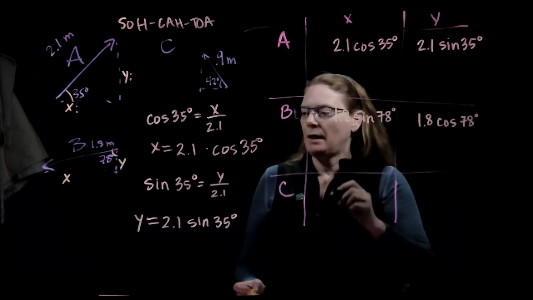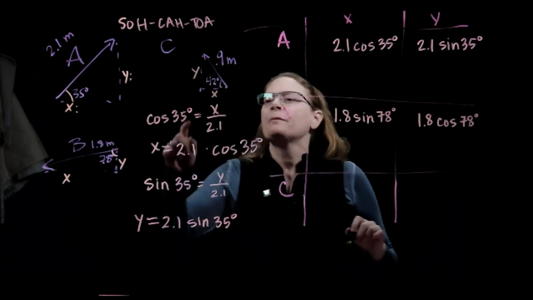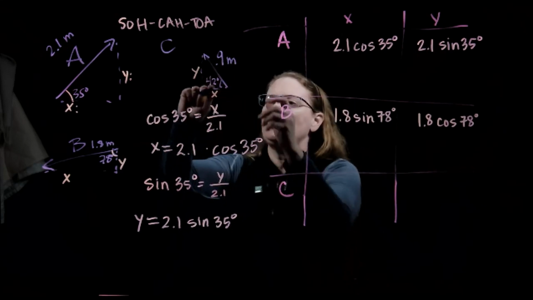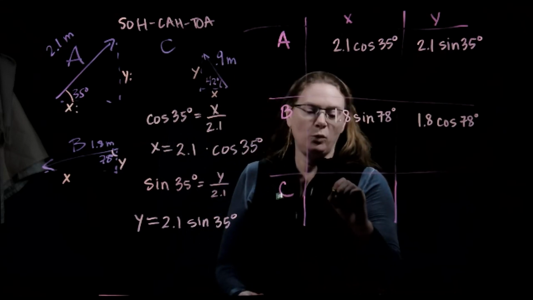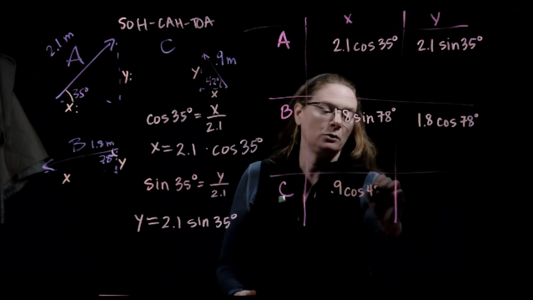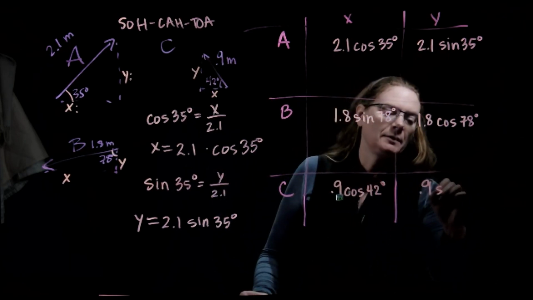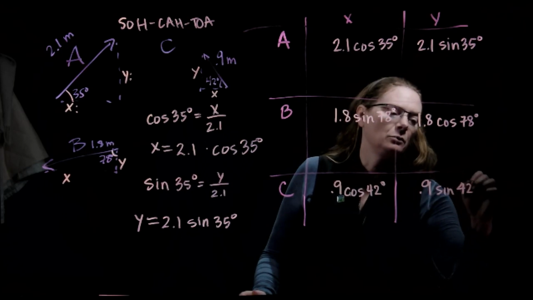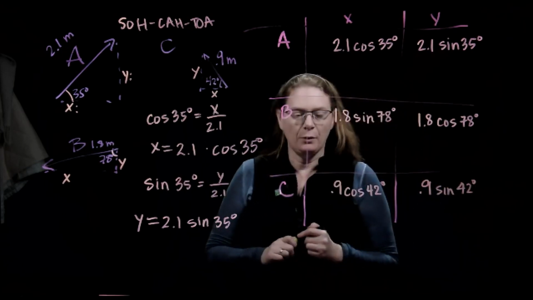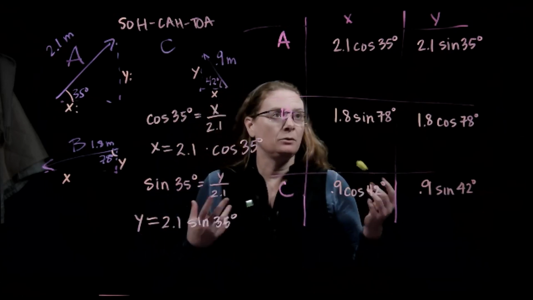All right. How about for C? There's my x and there's my y. X is adjacent to the angle, so 0.9 cosine 42. And y is opposite the angle, 0.9 sine of 42. All right, so there we go. Now we can just grab a calculator and do the calculations.